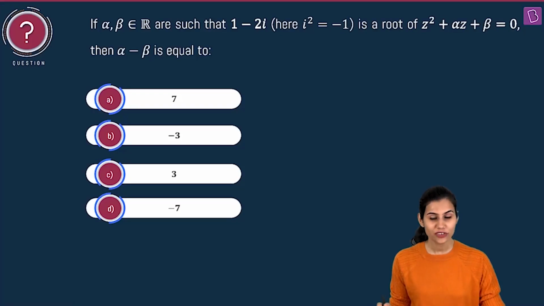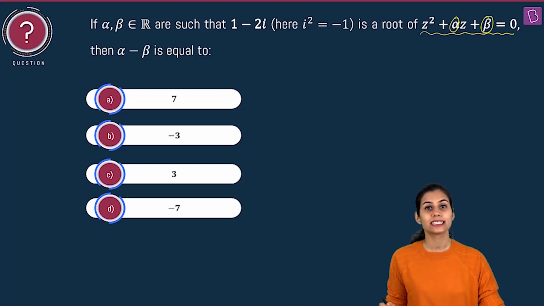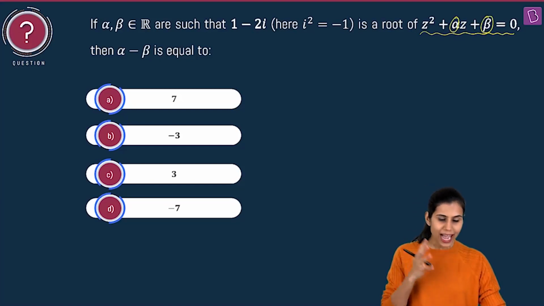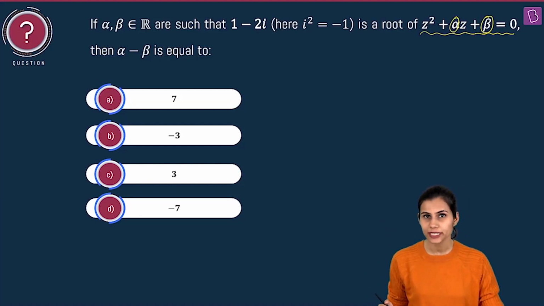Coming from the world of quadratic is this very interesting question. It says alpha and beta are two real quantities and 1 minus 2 iota happens to be a root of this very quadratic equation which involves alpha and beta as its coefficients. Then, out of the given four options, which represents the correct value of alpha minus beta?